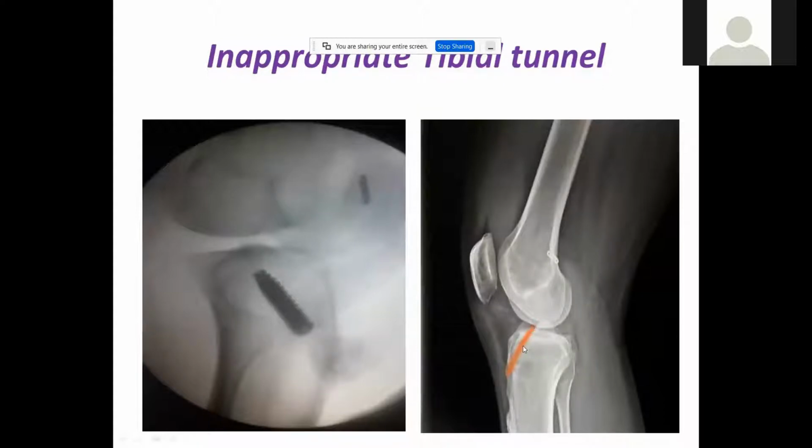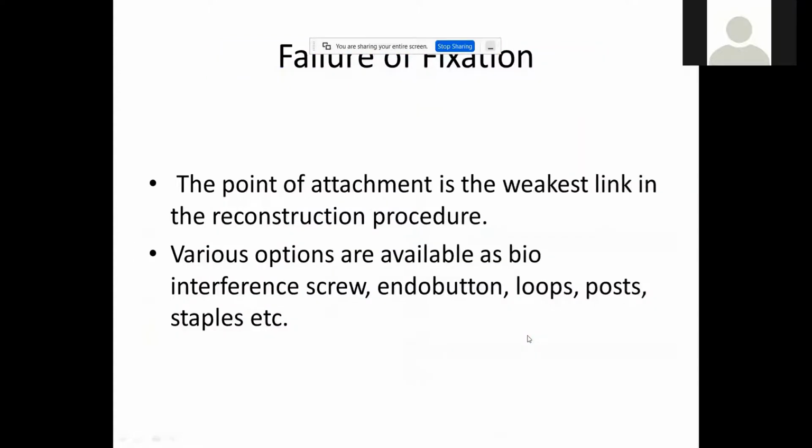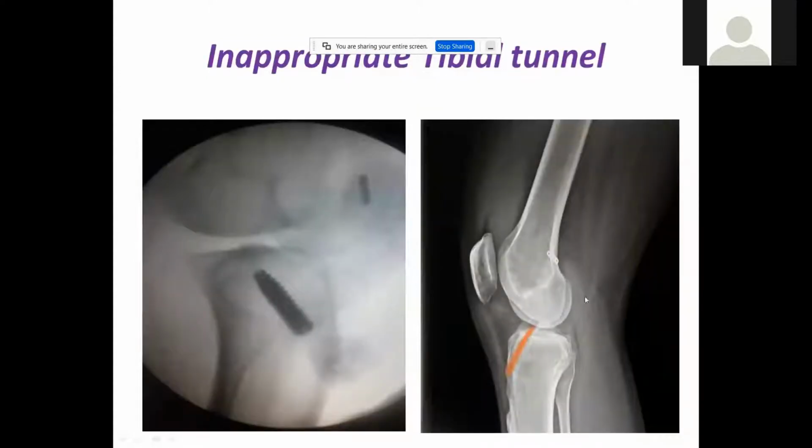I have marked it because this is a bio interference screw. You can't perceive it in the image sometimes, that's why I have marked it. This is the position of the tunnel. So it is superficial.